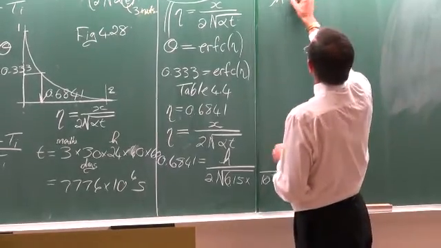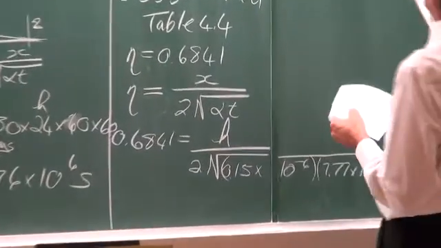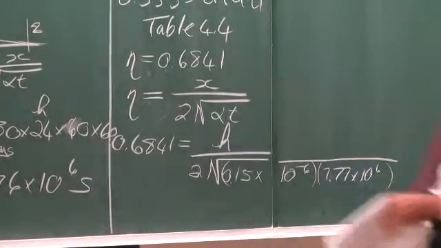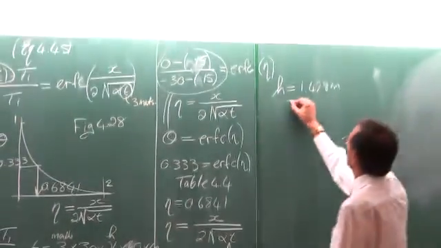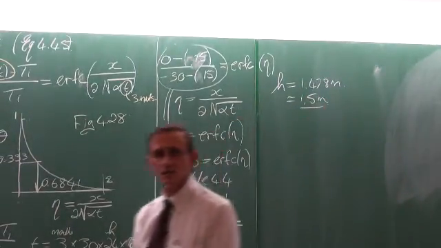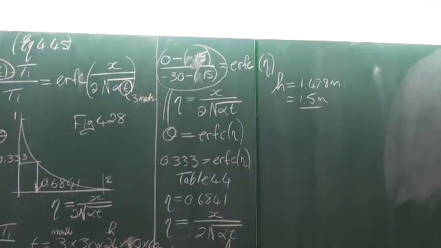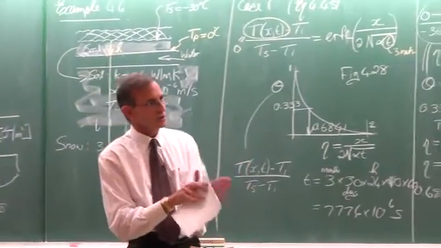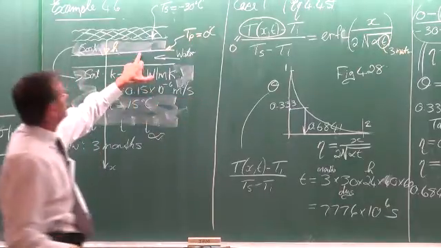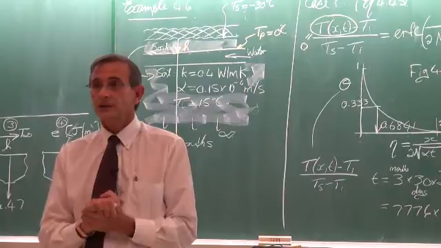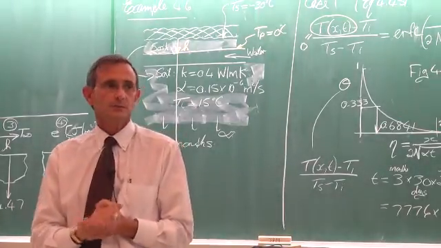And from this, we can calculate the height as 1.478 meters, or about 1.5 meters. So 1.5 meters, even with snow at a temperature of minus 30 degrees Celsius, it would take 3 months before freezing conditions would start occurring at the pipe wall. Any questions? You understand the principle?